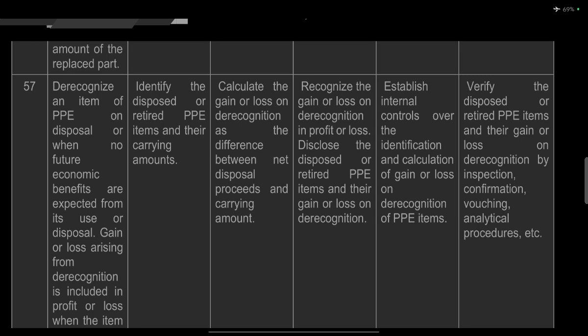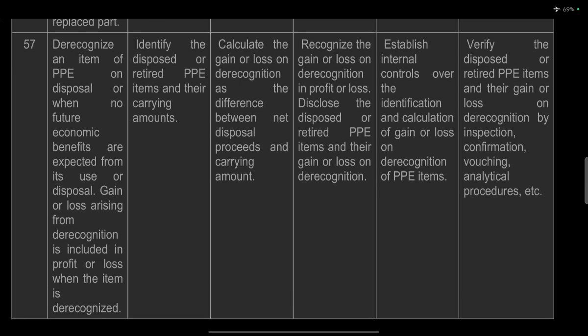Then what do we want to do? For ICFR, establish internal control over identification and calculation of gain or loss of a derecognized PPE. Auditing procedures: verify the disposal of retired PPE items and the gain or loss on the retirement by inspection, confirmation, vouching, and analytical procedures.